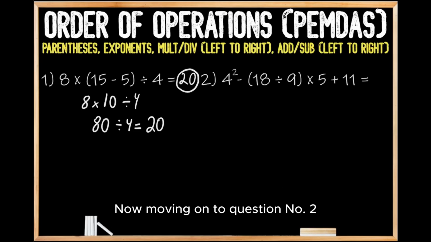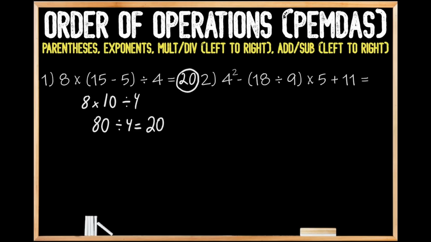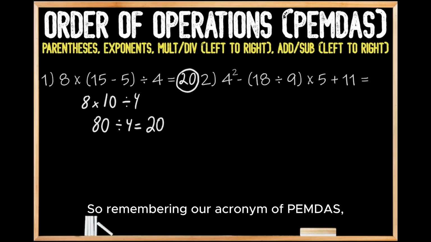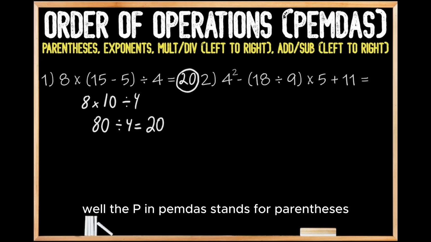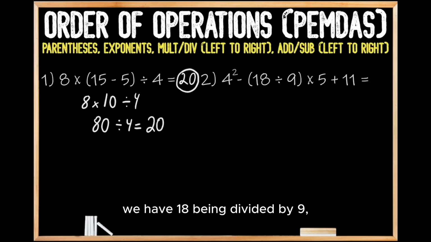Now moving on to question number 2, where once again, we have a problem that has multiple operations within the same problem. So remembering our acronym of PEMDAS, the P in PEMDAS stands for parentheses, so first we're going to solve within the parentheses. And in the parentheses, we have 18 being divided by 9. Well, that's going to leave us with 2, and then we're going to bring down the rest of this problem.